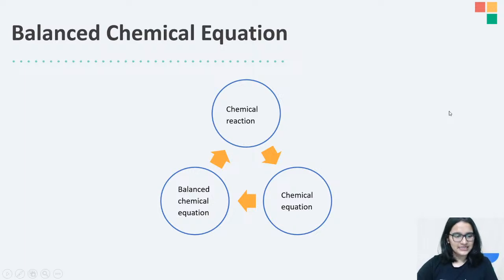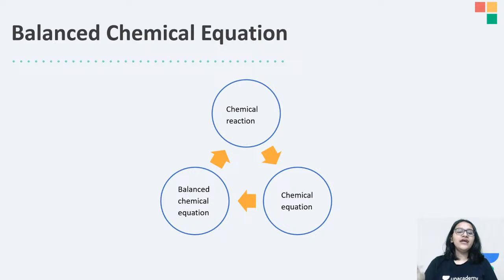Yes, so I had taken one more session in this series, and there we talked about what is a chemical equation, what is a chemical reaction, and this is the second session on the same series. So we are continuing ahead and talking about balancing it out. Today we are going to quickly revise what is a chemical reaction.